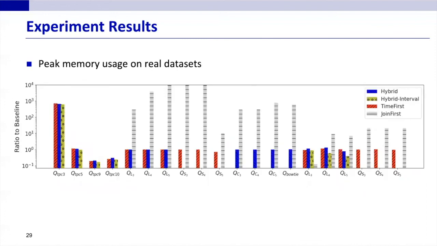Similarly, in this figure, we show the peak memory usage of all algorithms as a ratio to the baseline. The results are similar to what we saw in the running time. Overall, our algorithms use much less memory compared to the baseline and join first algorithms.